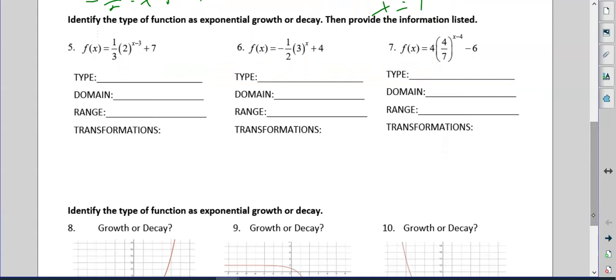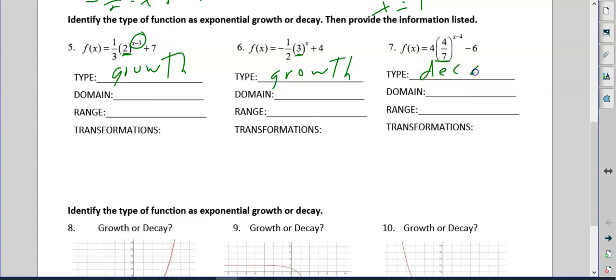Okay, identifying what's going on here. Now remember, the kid with the balloon. This is who's holding the balloon. That's the balloon. So based on this, 2 means growth. Who's holding the balloon? The 3. That's growth. Who's holding the balloon? 4/7, which is less than 1, which is decay.